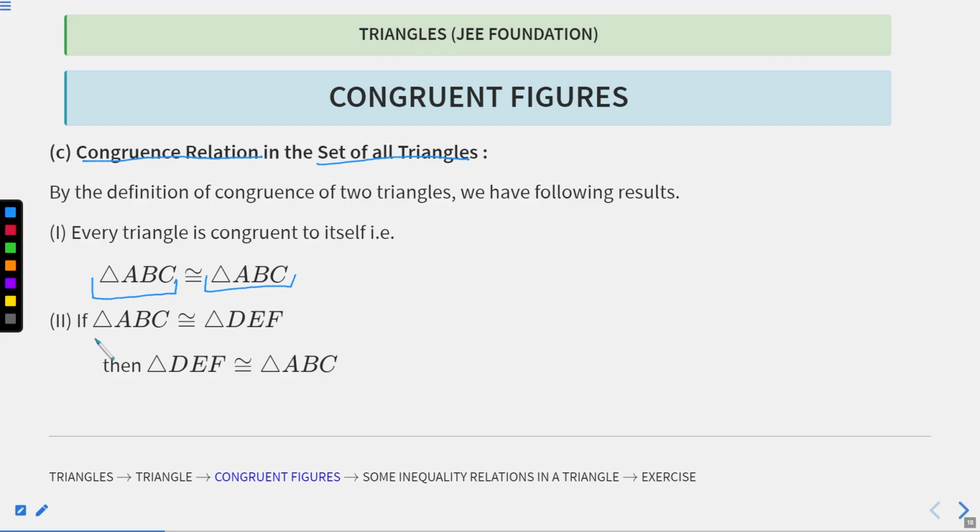And if we say that two triangles are congruent, that means triangle ABC is congruent to triangle DEF, then I can rewrite it, or manipulate my words, to say that triangle DEF is also congruent to ABC. So either you can say triangle ABC is congruent to DEF, or you can say DEF is congruent to ABC. I hope this is clear.